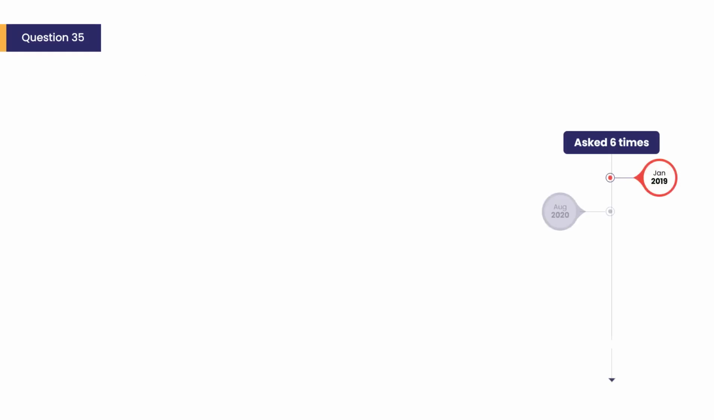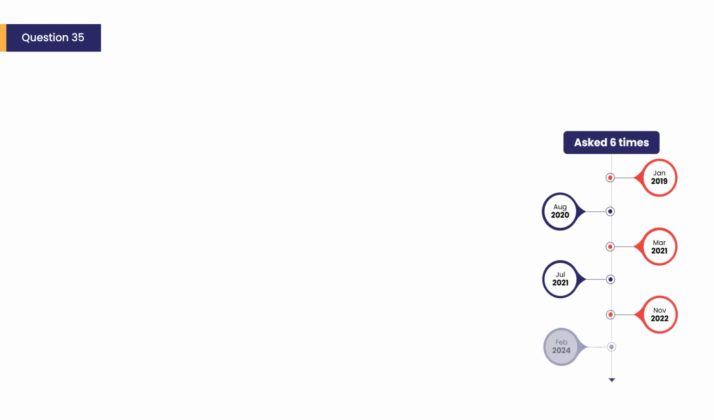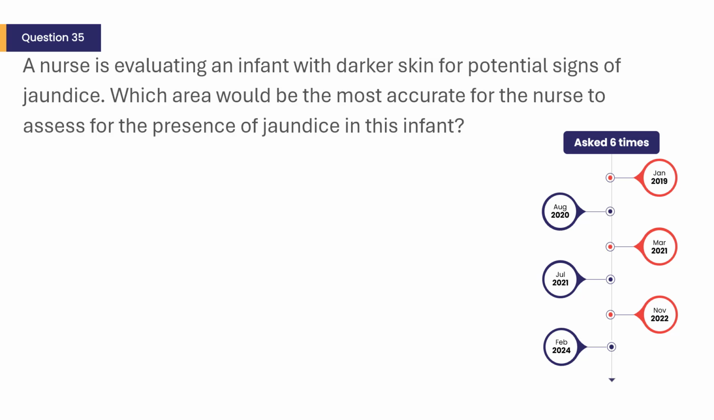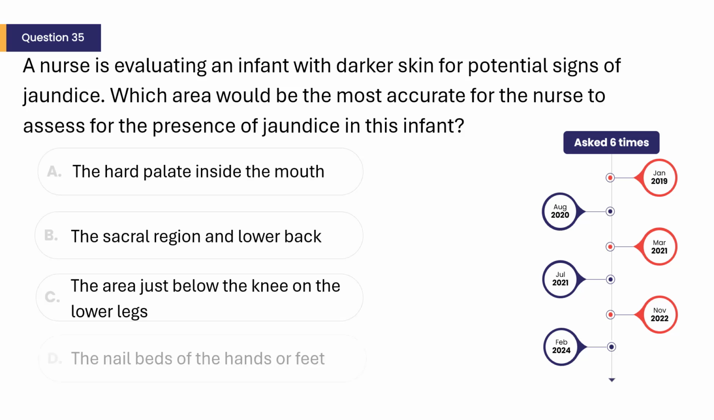This jaundice assessment question has been asked 6 times in the last 5 years, making it likely to appear in exams. A nurse is evaluating an infant with darker skin for potential signs of jaundice. Which area would be the most accurate for the nurse to assess for the presence of jaundice in this infant?